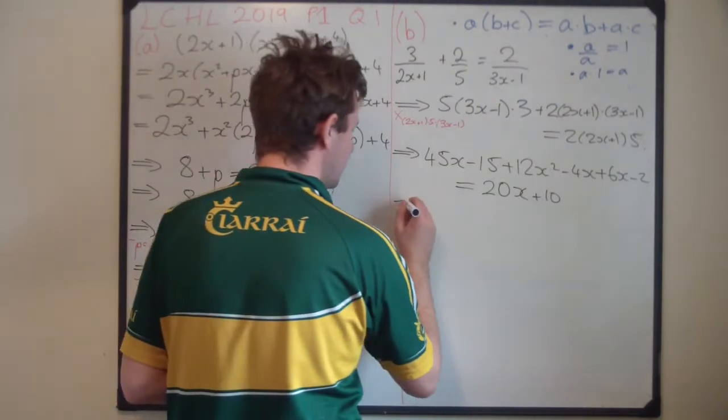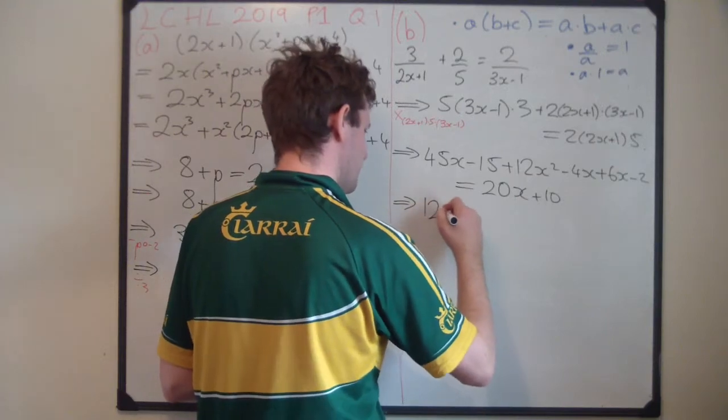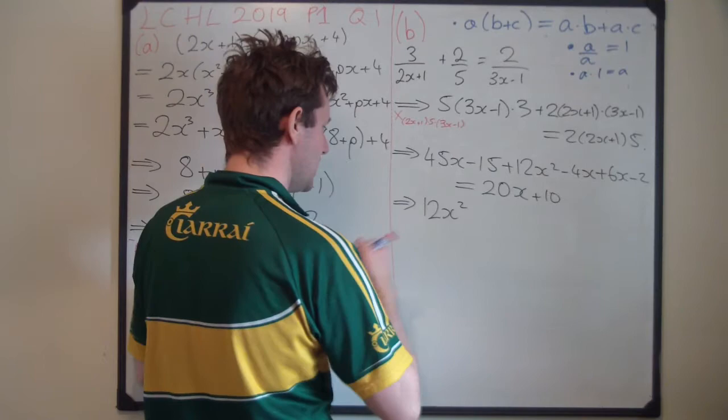So what we want to do is get all the x squareds together. So it's just 12x squared. I want to get all the x's on the left hand side, so I need to take away 20x from both sides.